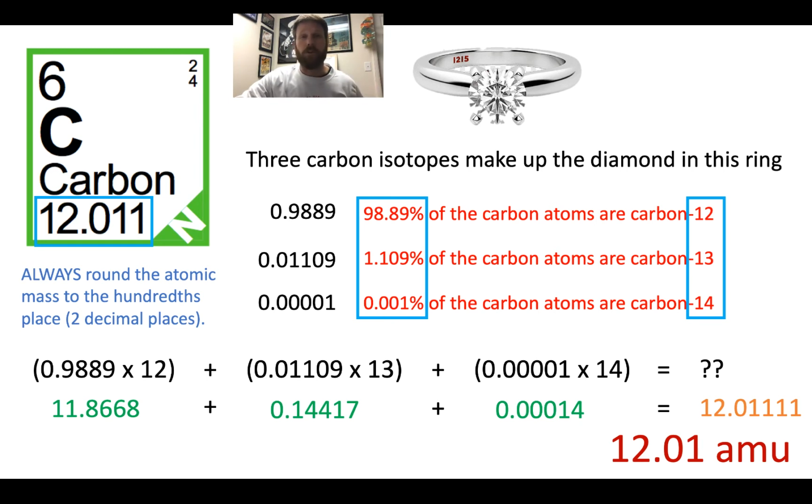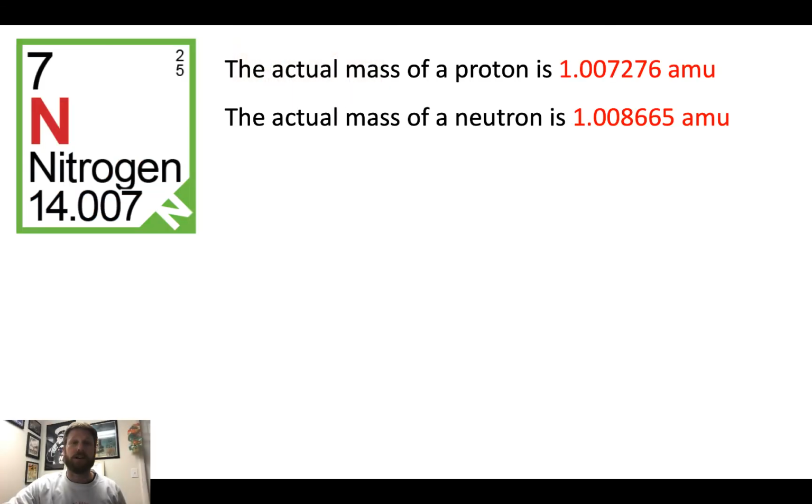That's the beautiful thing about these problems. You'll actually be able to check your work, because when you get done, you should get the answer that's actually on the periodic table. If you didn't, you did something wrong. Now, they may be off by just a little bit. That's okay. But if you get something drastically different, you did the problem wrong. Let's look at another example.